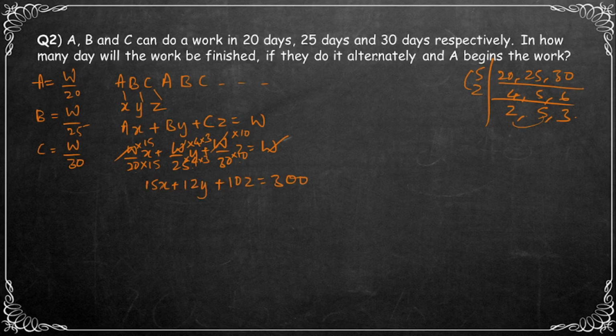What they are asking is how many days will the work be finished. They are asking for x plus y plus z is equal to question mark. Since we have only one equation, we have to go for trial and error. We say they worked for an equal number of days. That means x is equal to y is equal to z.